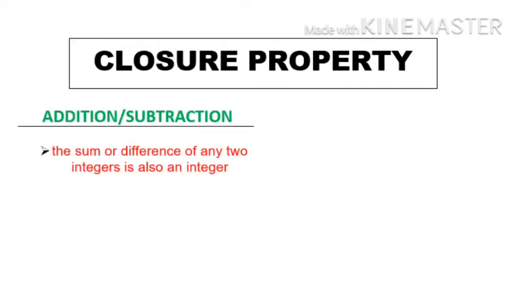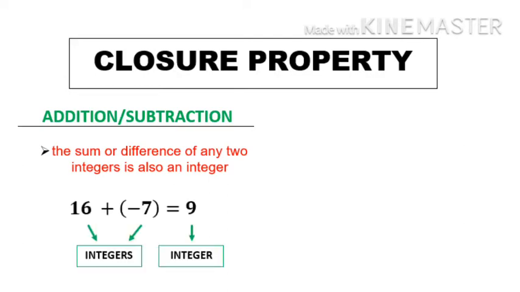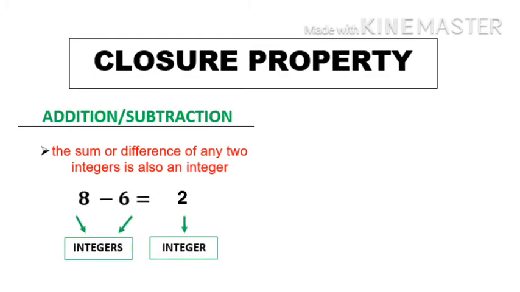First is the closure property. Closure property under addition and subtraction states that the sum or difference of any two integers is also an integer. For example, 16 plus negative 7 is equal to 9. 16 and negative 7 are integers. The result, which is 9, is also an integer. 8 minus 6 is equal to 2. 8 and 6 are integers. The result, which is 2, is also an integer.